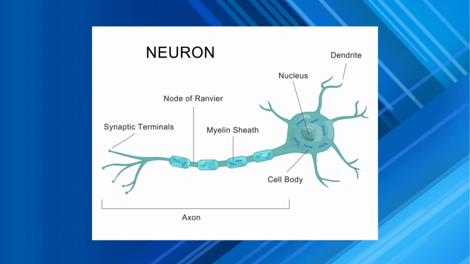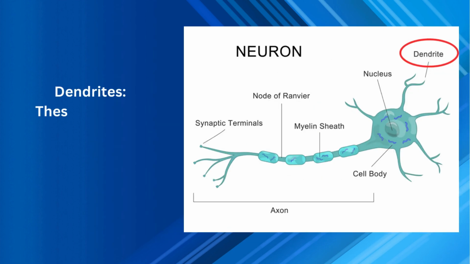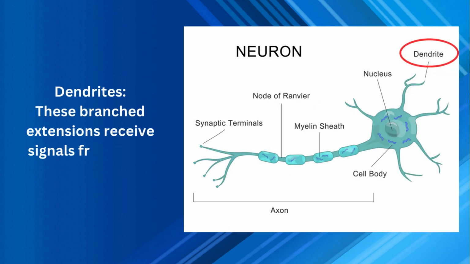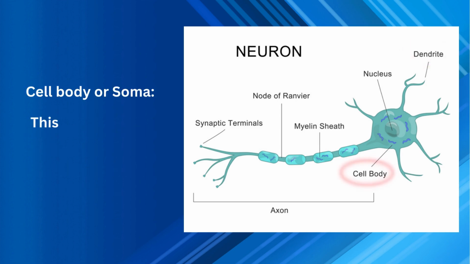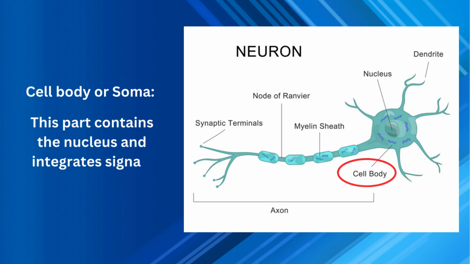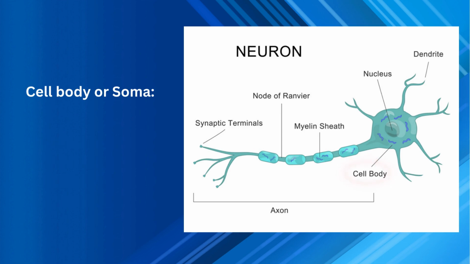First, let's look at the main parts of a neuron. Dendrites. These branched extensions receive signals from other neurons or sensory receptors. Cell body, or soma. This part contains the nucleus and integrates signals received by the dendrites.